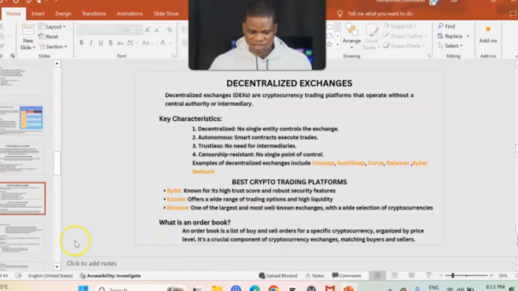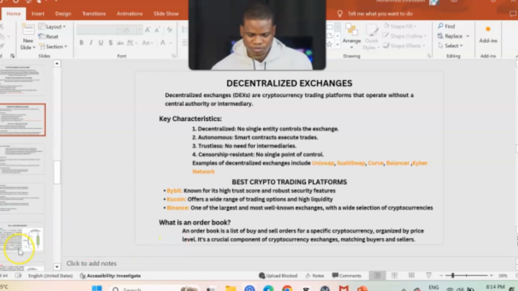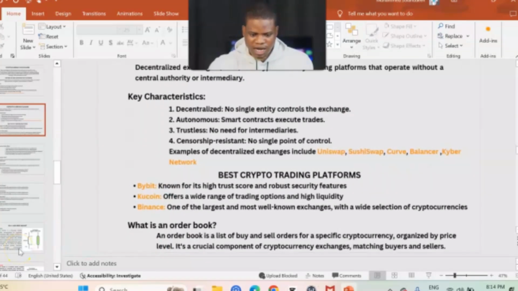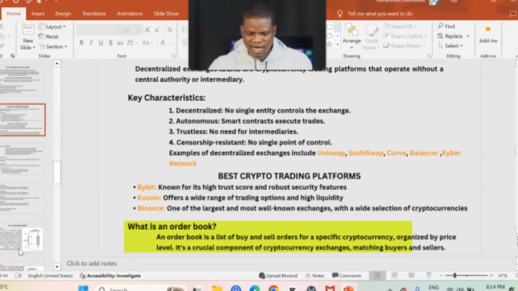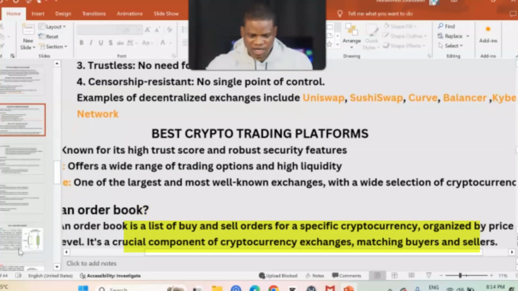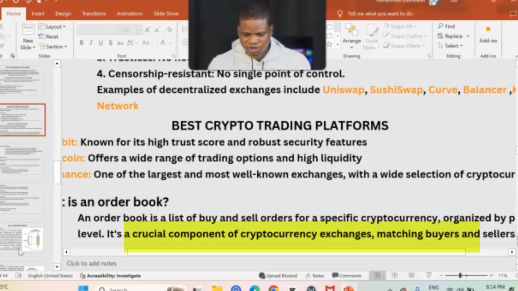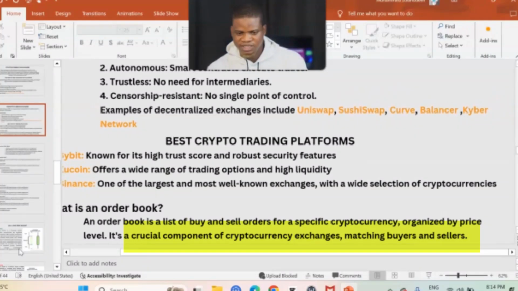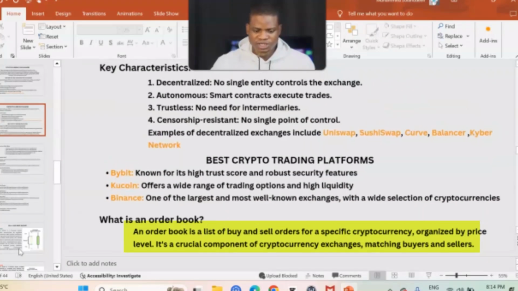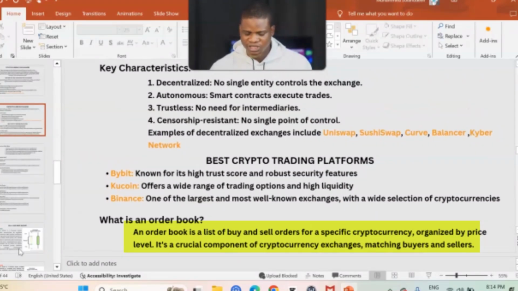So now, let's actually move forward and talk about some other important things that you need to know before you start trading cryptocurrency. So what is an order book? An order book is a list of buy and sell orders for a specific cryptocurrency organized by price level. It is a crucial component of cryptocurrency exchanges matching buyers and sellers. So now, we talk about buying and selling cryptocurrency, the base currency and quote currency.